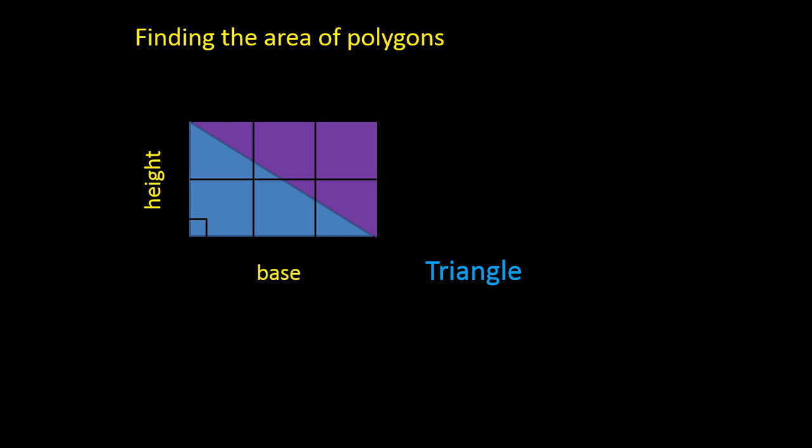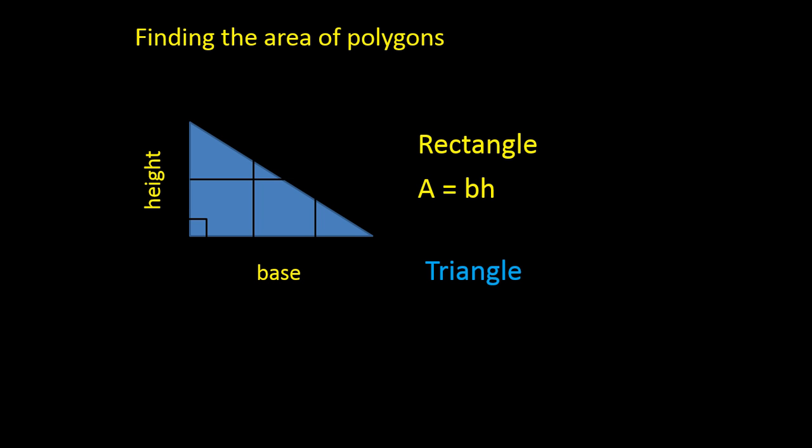Now you can see that we've created a rectangle, and it's easy to find the area of that rectangle. It's just the base times the height. But the area of the rectangle isn't the same as the area of the blue triangle we started with. In fact, the blue triangle is half of that area. But that leads us to a formula we can use for the area of a triangle, which is area equals 1/2 times the base times the height.